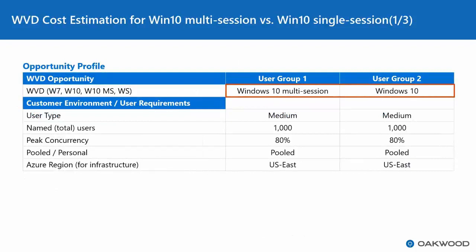Another cost breakdown for you, using Windows 10 multi-session versus using just Windows 10, that would be single session or personal use. Here they've compared medium user types. We'll get into user types a little bit later, but 1,000 total users with 80% of them online during the day in a pooled server infrastructure in the US East Data Center.